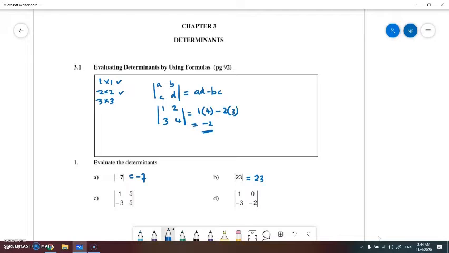Let's do the example for C. AD minus BC, so your answer would be 20. And how about D? 1 times negative 2 minus 0 times negative 3. So your answer would be negative.